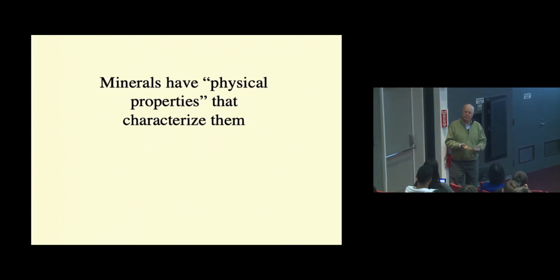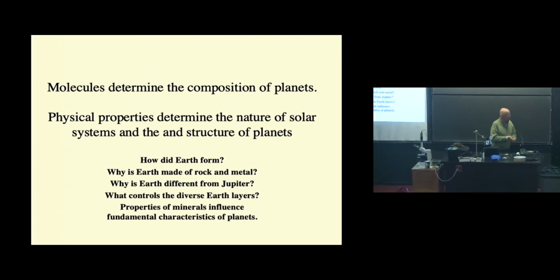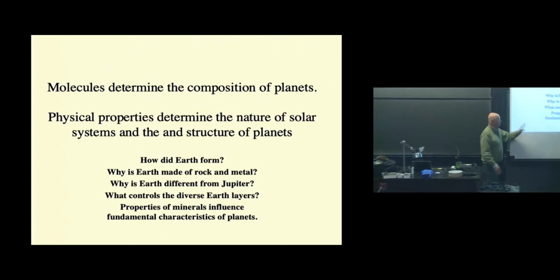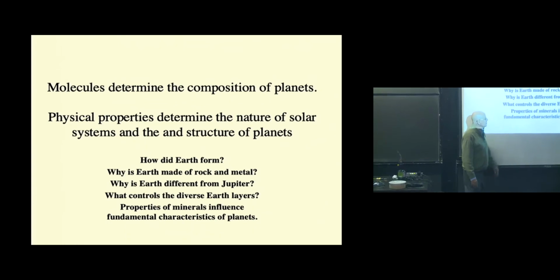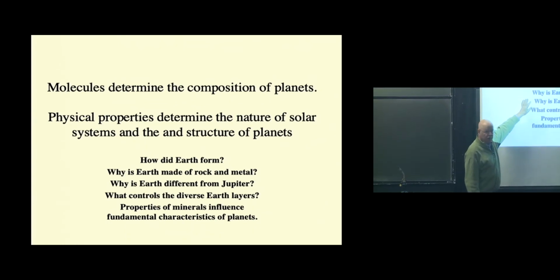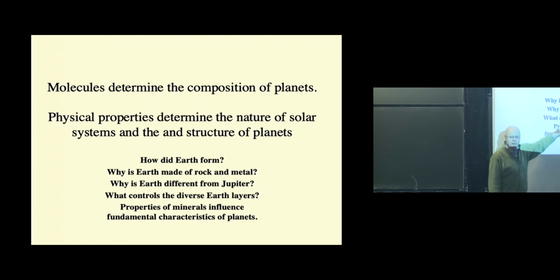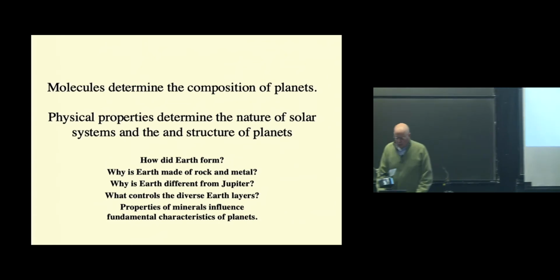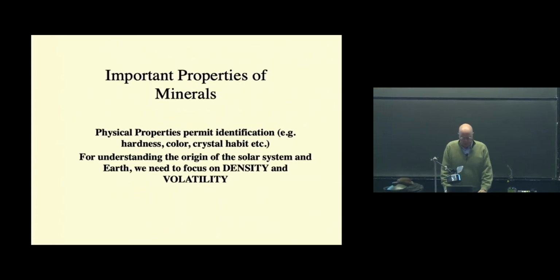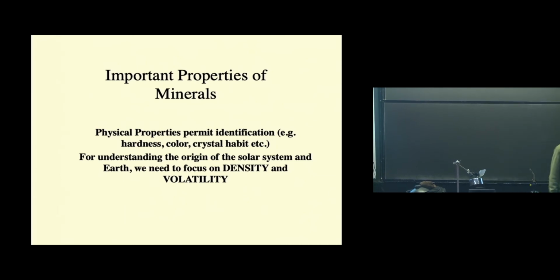weigh about the same. So these physical properties in these molecules are going to help us answer all these kinds of questions we're going to be addressing in the next few weeks. How the Earth formed, why is the Earth made of rock and metal, why is Earth different from Jupiter, why does the Earth make layers, and why do they have the composition they do, and all this is fundamental to Earth structure, which we get to next week. And that depends on the properties of minerals, and the two we're going to emphasize and go over today are the density and the volatility.